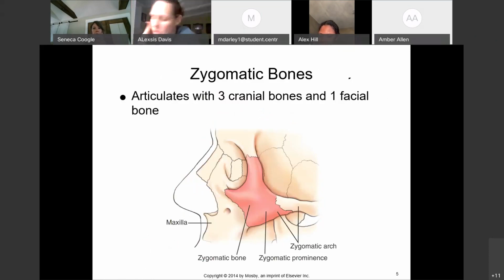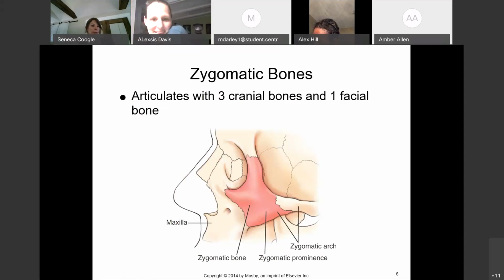All right, zygomatic bones. They articulate with 3 cranial bones and 1 facial bone. The zygomatic arch forms your cheekbone. That's what you can feel right here. That's the zygomatic arch. When people are applying makeup to the apple of their cheek, that is the cheekbone there. Some people have more prominent zygomatic bones than other people. It's not fair, but they do.